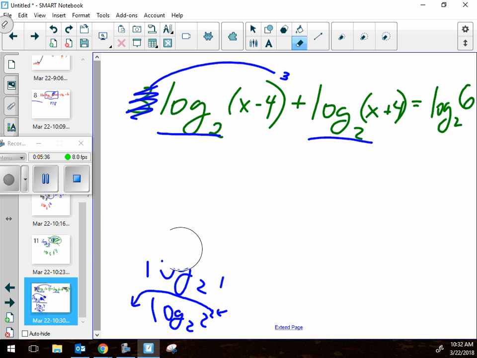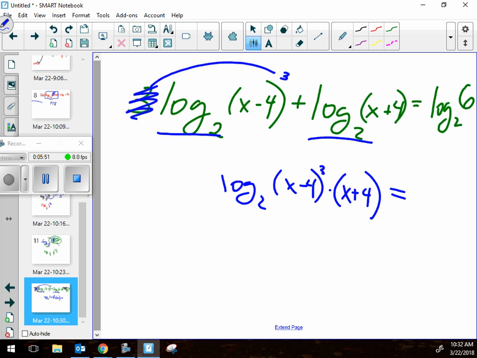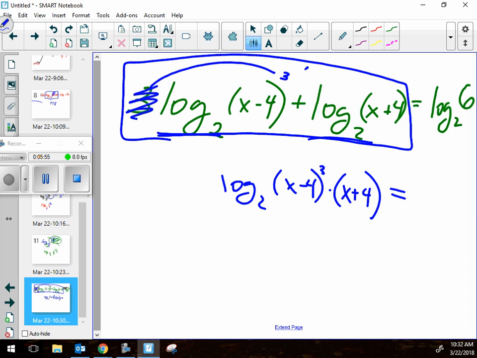All right. So now that I moved that 3 up there, this becomes log base 2 of (x minus 4) to the third times (x plus 4), and then it's only 1 log. That was the goal. I got my 2 logs condensed down into just 1 log, and that little pesky 3 has now become a power on that.